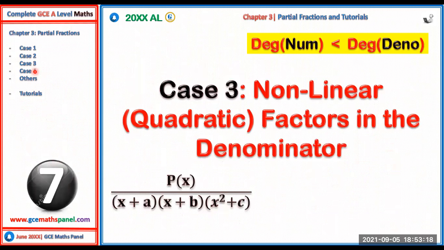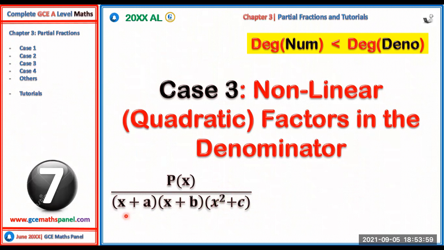This brings us to case 3, non-linear factors in the denominator, or quadratic factors in the denominator. We have seen the case of linear factors in the denominator, repeated factors in the denominator, and now we have quadratic factors in the denominator. And what is a quadratic factor? A quadratic factor in the denominator is that factor which you cannot factorize. And with quadratic factors, because in partial fractions here at pure maths, we don't need complex factors. That is factors that have complex numbers.